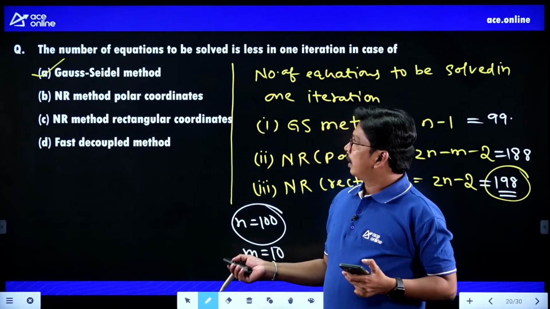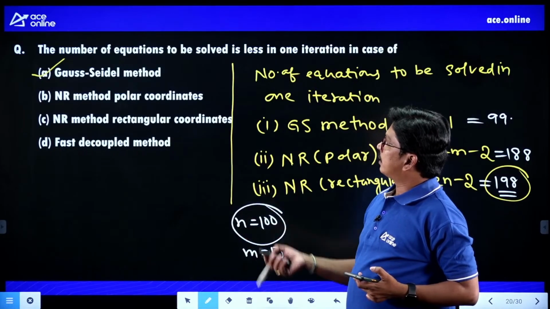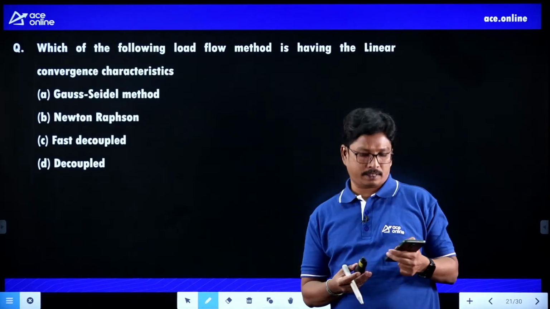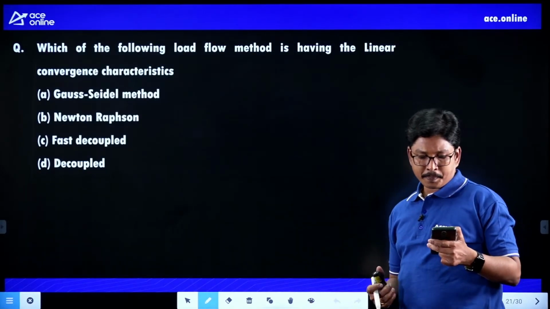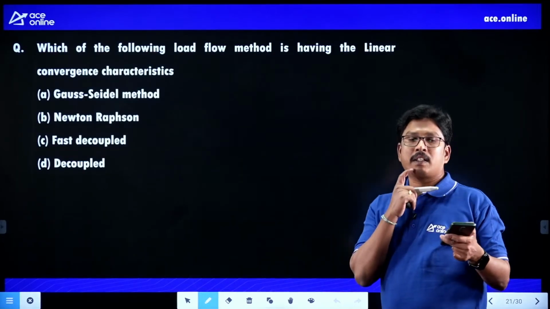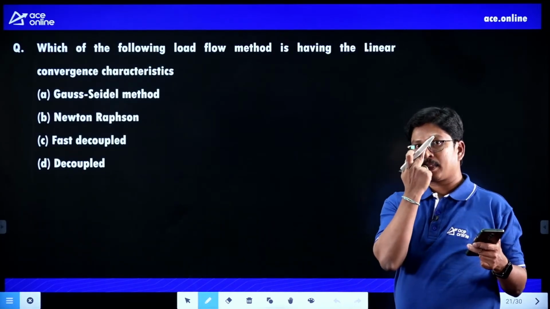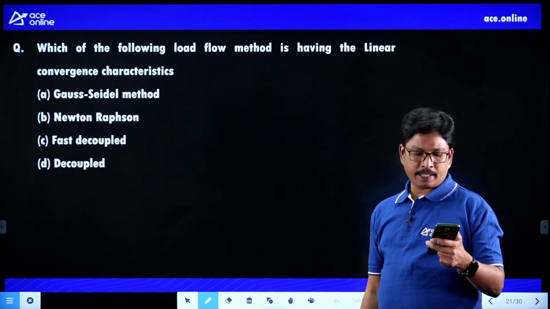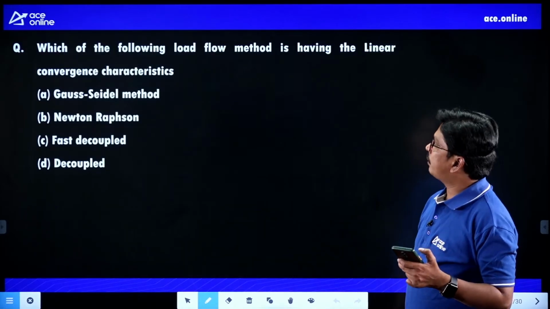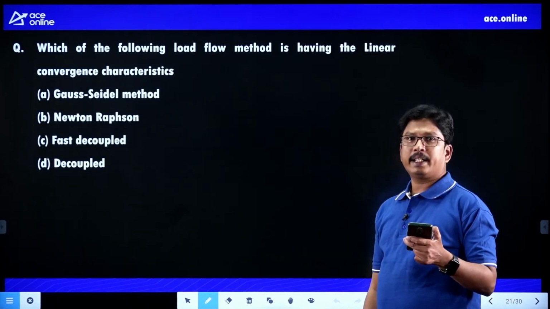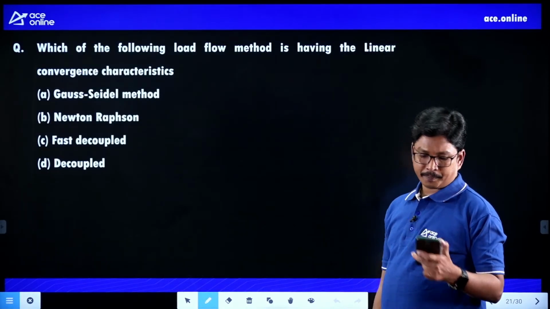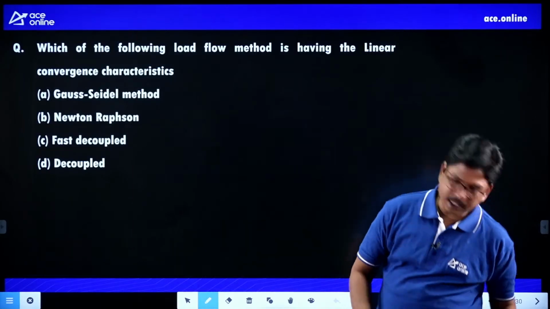Right. Next question. See the next question. Which of the following load flow methods is having linear convergence characteristics? Any answers, students? Which of the following load flow methods is having the linear convergence characteristics?